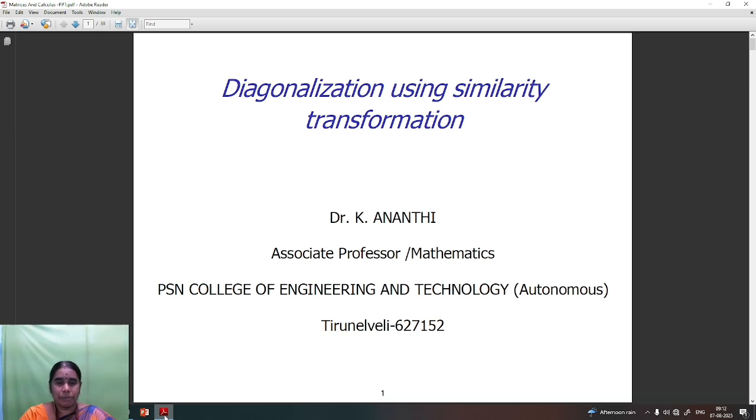The diagonalization using similar transformation. I am Associate Professor in Mathematics from PSN College of Engineering and Technology. In our previous section, we saw matrix calculations, the Cayley-Hamilton theorem, etc. In this section, we are going to calculate the diagonalization by using the similar transformation.